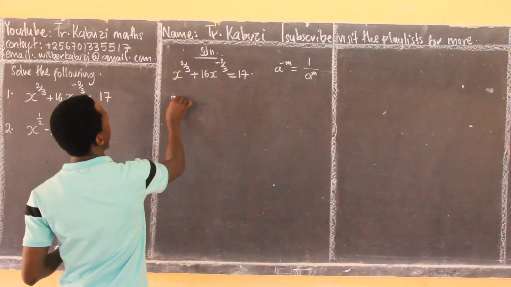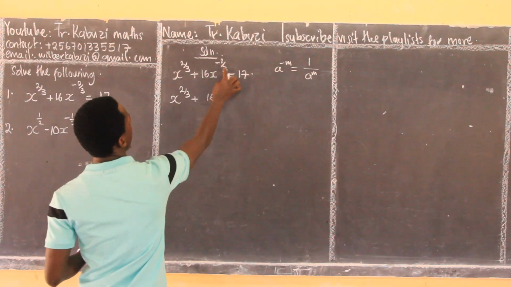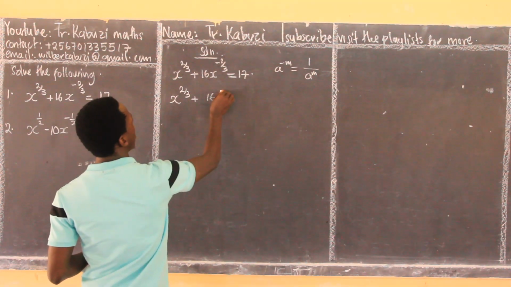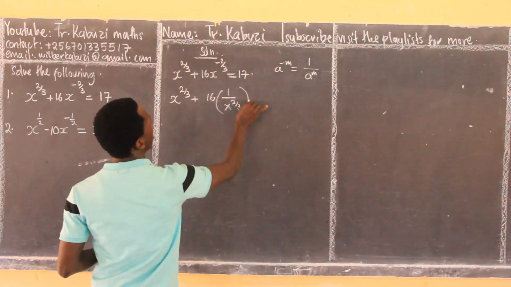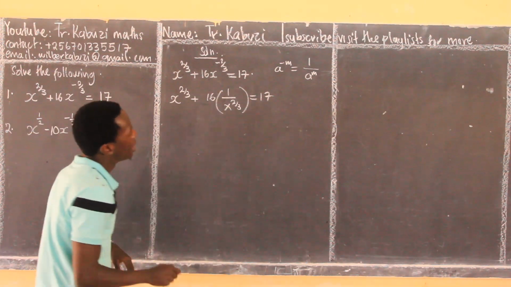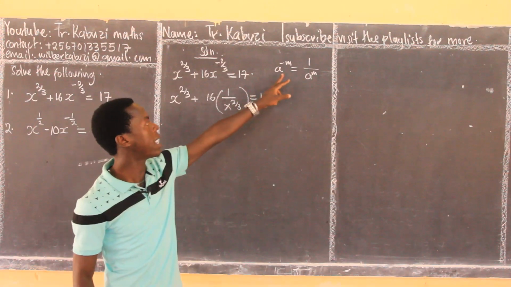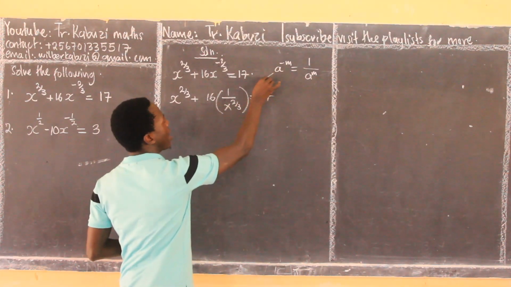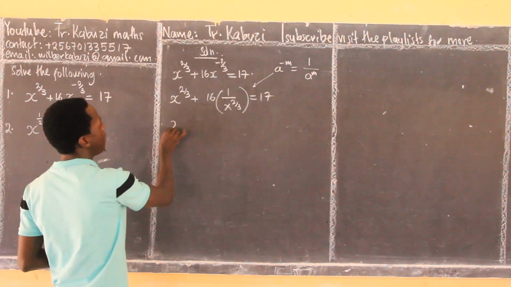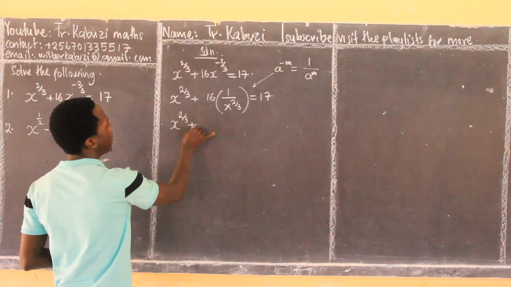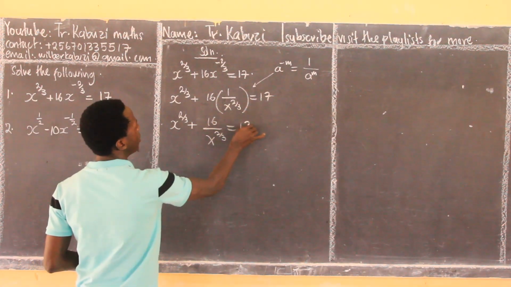So now this one is going to be 1 over x power 2 over 3, the whole equaling to 17. I've applied this property here because this power is only on this, like you can see there. Now from there, to say it properly, plus 16 over x power 2 over 3 equaling to 17.